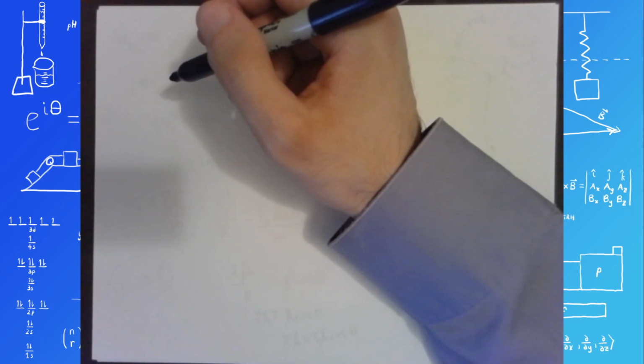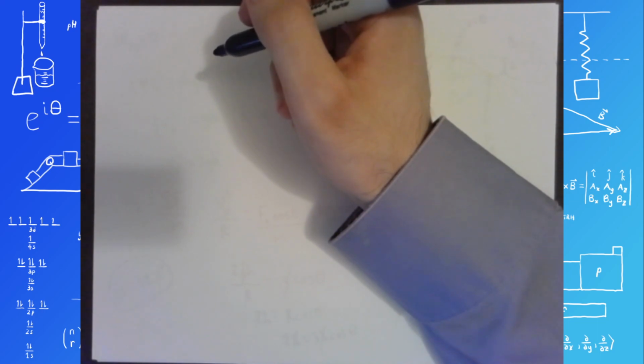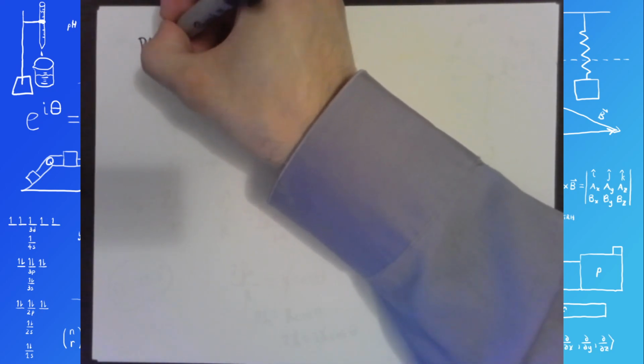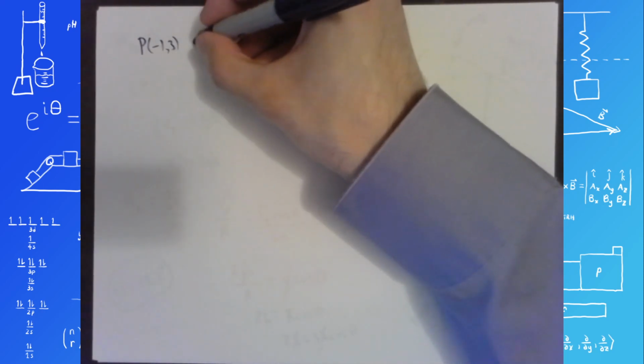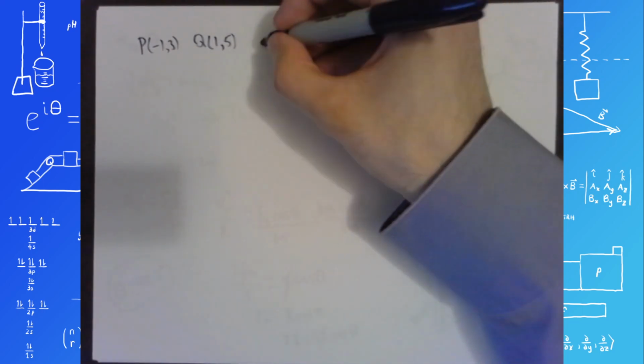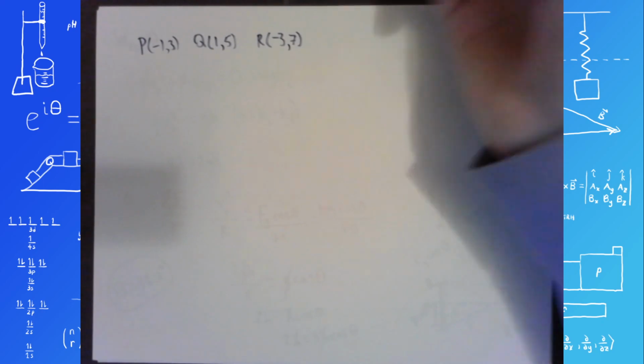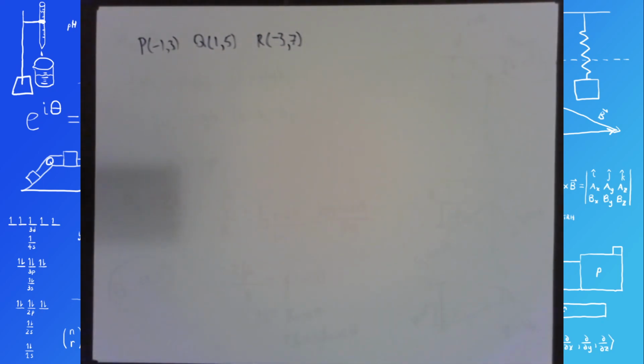So I'm skipping to, if you're following along in the book, the exercises of section 2.1. And I am given, for the following exercises, consider points P, negative 1, comma 3, point Q, which is 1, comma 5, and point R, which is negative 3, comma 7. And it says, determine the requested vectors and express each of them in component form and by using the standard unit vectors.